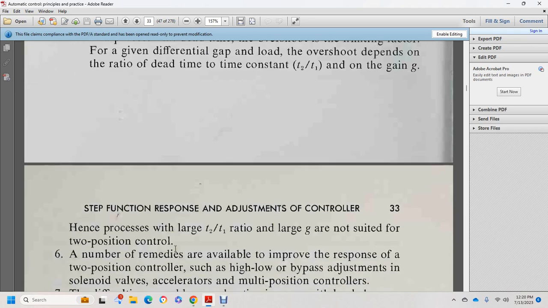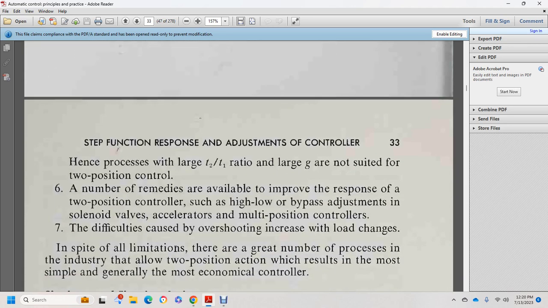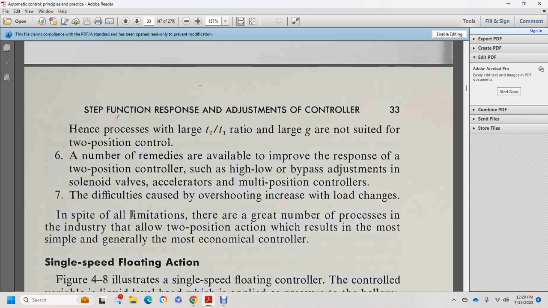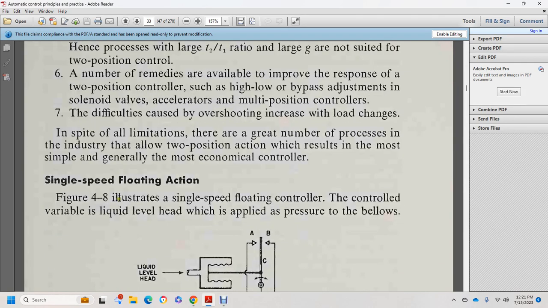6. A number of remedies are available to improve the response with two position control: high level, high low and bypass, spread adjustments, solenoid valves, accelerators, and multi-position controllers. 7. Despite the difficulty of overshooting and improving the load change, and the limitation of the greater number of profits in the industry, two position action is the most simple and generally most economic control, along with the single speed floating action.